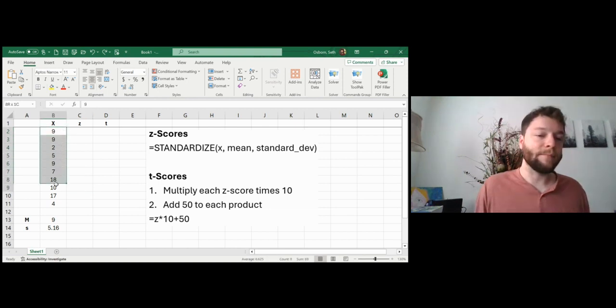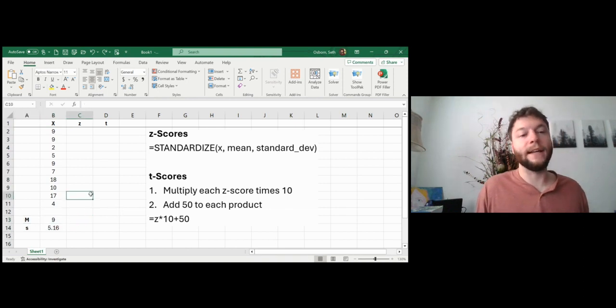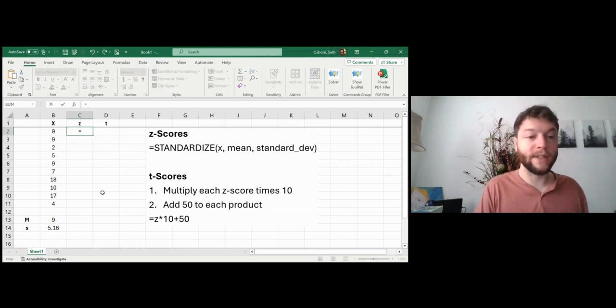What we have here is a sample of 10 scores. I've already calculated the mean and the standard deviation. They're 9 and 5.16. So one way to calculate z-scores would be to manually plug in the formula. We could say this is equal to 9 minus the mean divided by the standard deviation.